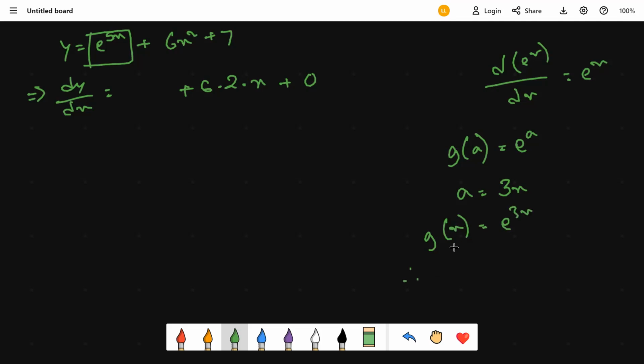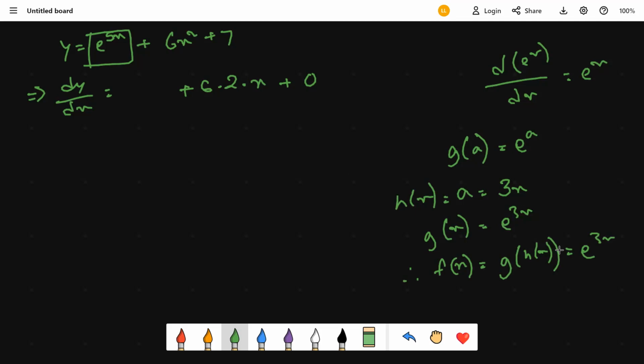Therefore, we can also represent a as h of x, which we learned in the last class. That means if e to the power 3x is the function f of x, then g of h of x is equal to e to the power 3x, because h of x represents this power. So we have two different functions, a function inside a function.